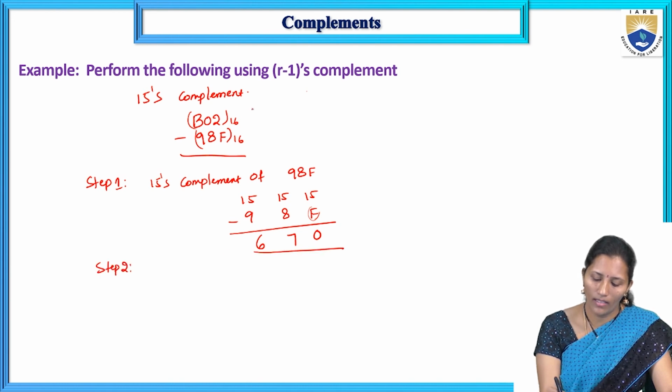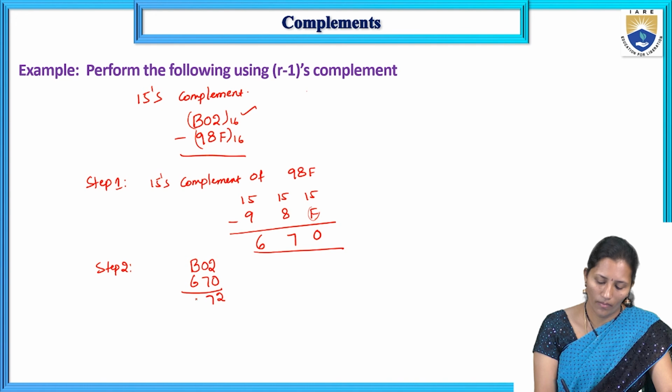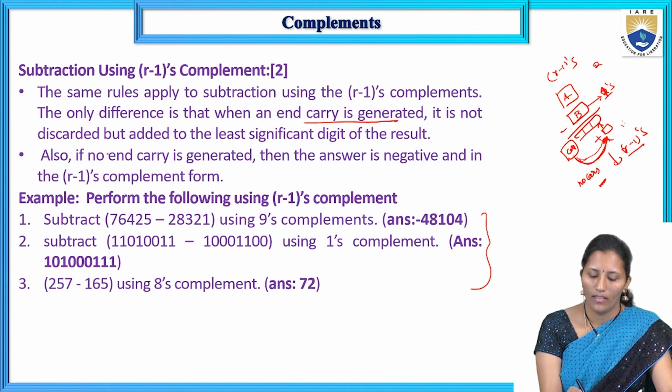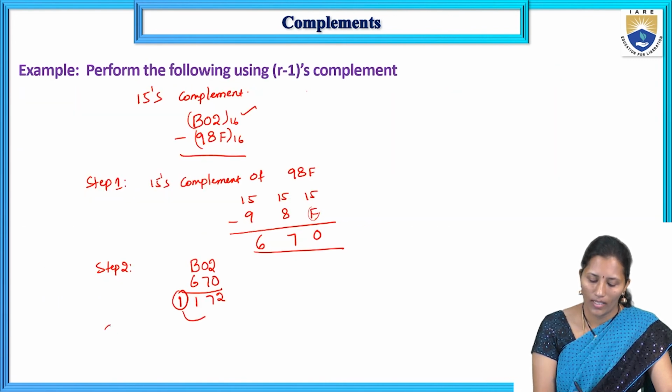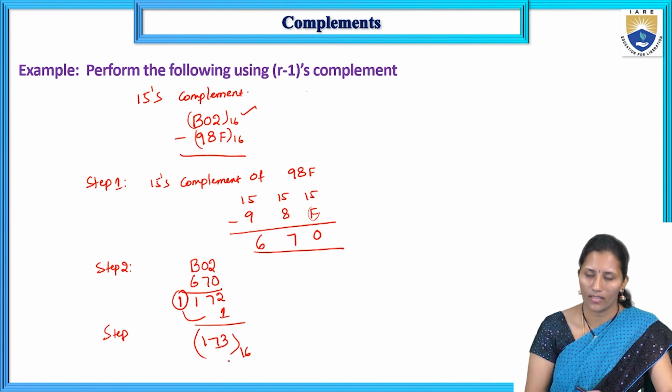In step 2, add this result to the minuend, B02 plus 670. 2 plus 0 is 2, 0 plus 7 is 7. B plus 6: after B, C, D, E, F, we get 10, so the carry is 1. Here, if an end carry is generated, we add it to the least significant bit. So in step 3, add this carry to the LSB. 173 is the answer.